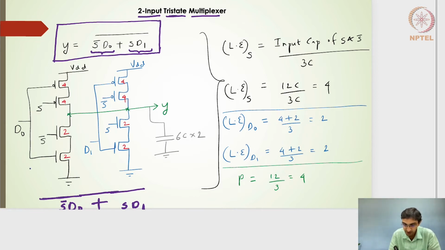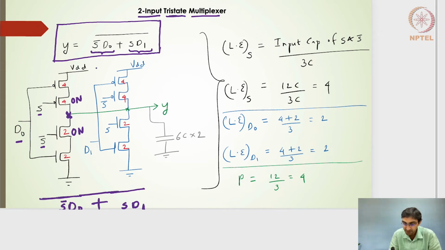In this particular part, the input D0 is connected to the PMOS and NMOS transistors, which are very close to the VDD rail and the ground rail. The select line S bar is connected to this NMOS, and the complement of S bar, which is nothing but S, is connected to the PMOS. So whenever S is 0, the PMOS on this side will be on, and based on D0, I will get the output here.